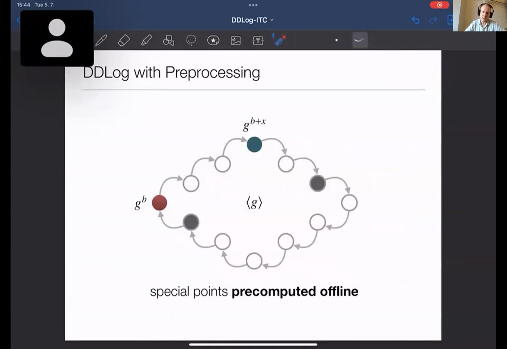So here, we would hope that you can take a look at the group beforehand and output some special distinguished points that actually allow you to go below the lower bound in the generic group model, but without pre-processing.